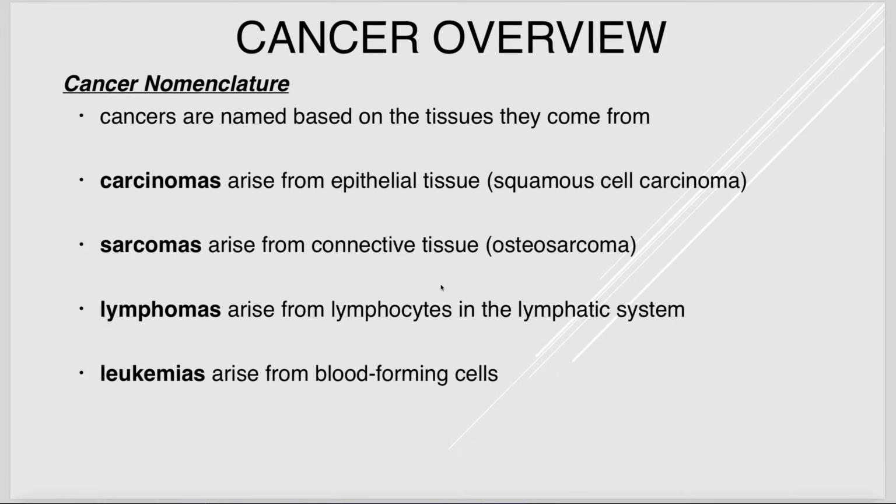So some nomenclature here. Cancers are named based on the tissues that they come from. So, for example, carcinomas arise from epithelium, so like squamous cell carcinoma. Sarcomas come from connective tissue, like osteosarcoma, which is a type of bone cancer. Lymphomas arise from lymphocytes, and they typically will be located in the lymphatic system, like the lymph nodes. And then leukemias arise from the blood-forming cells in the bone marrow.